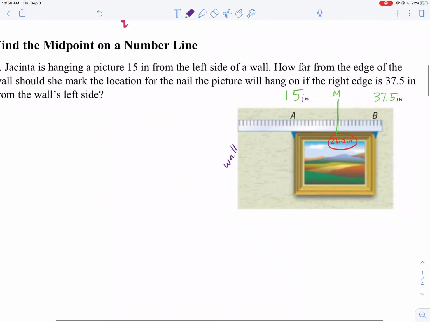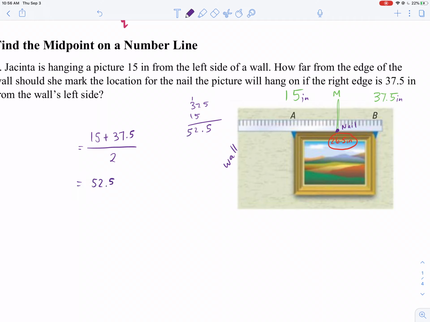And she wants to put a nail to hang it, right? And we want that nail, or tack, or whatever it is we're going to be using, to be right there, halfway in between that picture. So we want to find the midpoint of the distance of that picture frame. So we're going to say 15 plus 37.5 divided by 2. Okay, if you need to, you can do 37.5 off to the side, 15, have 5 here, 7 and 5 give me 12, and I end up with 52.5.